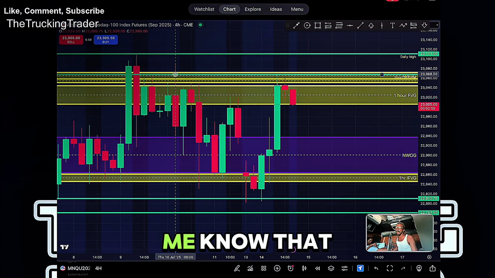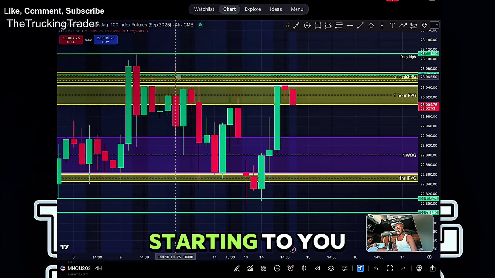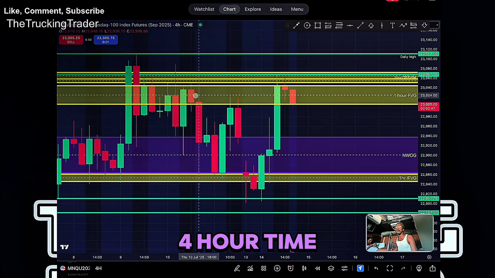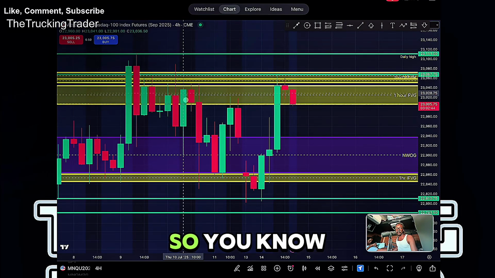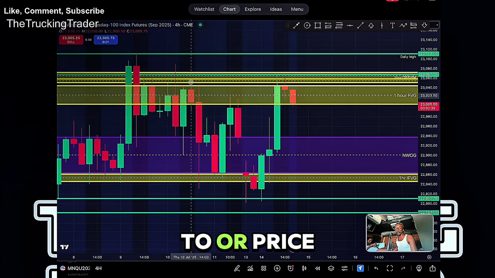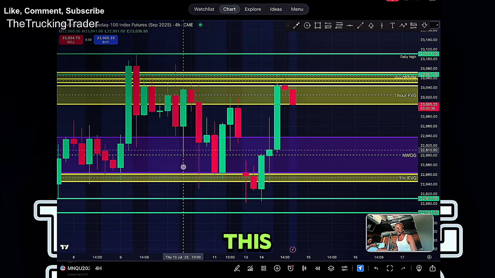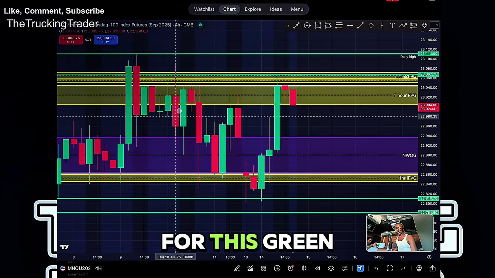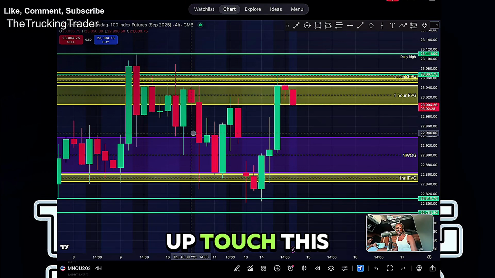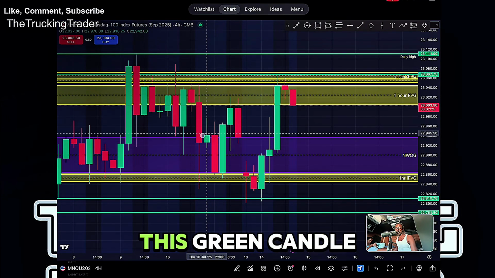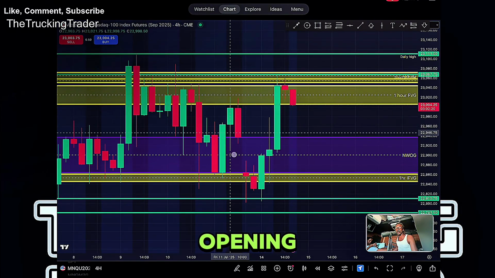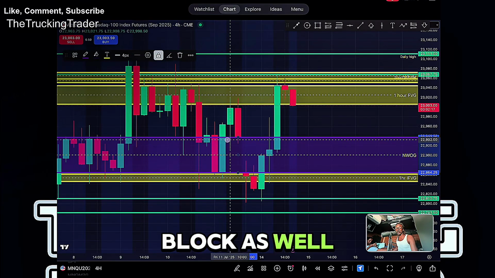So that's letting me know that the market is starting to move down at least a little bit on a short-term basis, right? On the 1 hour time frame, 4 hour time frame. So, market broke through right here, made an order block, right? Price has to sweep the low of this green candle right here for this green candle to become an order block. So when it did, price dug in there, came back up, touched this green candle, did the same thing again for this green candle, made another one. And then right here, during the opening, this was an order block as well.